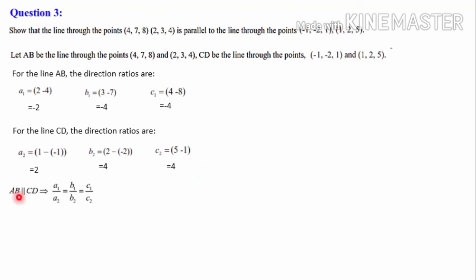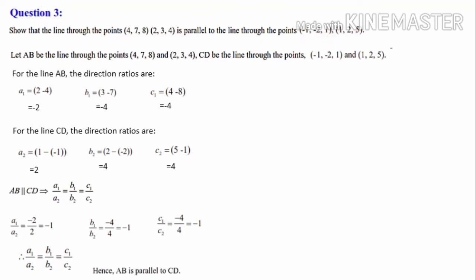So AB parallel to CD implies their direction ratios are in proportion: A1 by A2 equal to B1 by B2 equal to C1 by C2. Let's check it. A1 by A2 is minus 2 by 2, that is minus 1. B1 by B2 is minus 4 by 4, which is also minus 1. C1 by C2 is minus 4 by 4, which is also minus 1. So all the ratios are the same. Therefore, both the lines are parallel. Hence AB is parallel to CD.